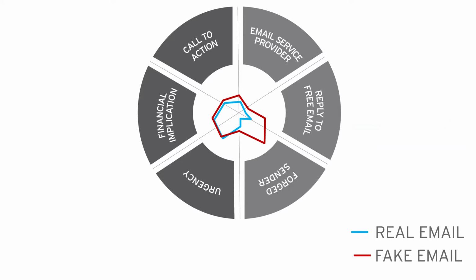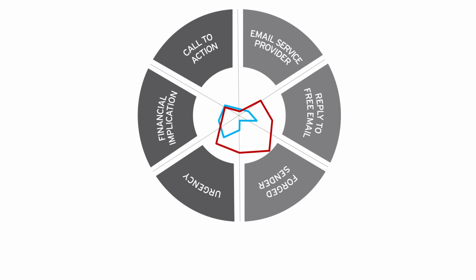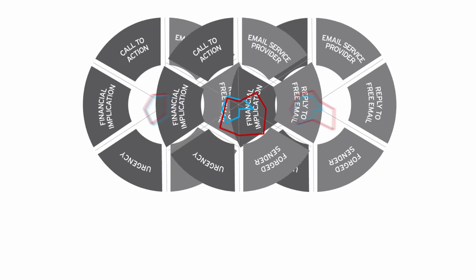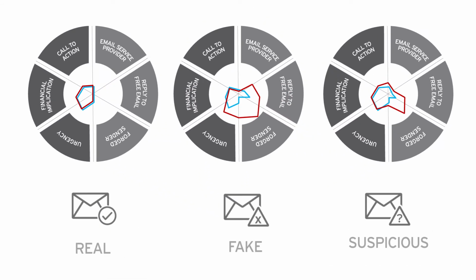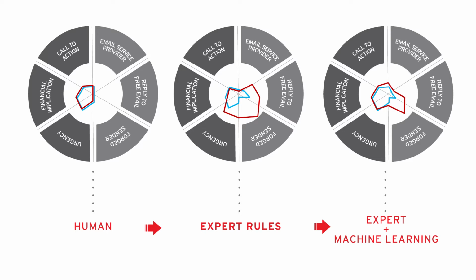on the right. We then use a second form of artificial intelligence called machine learning, which takes the results of the expert system and uses a computer-generated algorithm to determine if the email is real, fake, or suspicious. The machine learning algorithm is based on millions of good and fake emails and is constantly learning and improving. It weighs the results of the expert rules and, more accurately, detects the fraudulent email as fake.